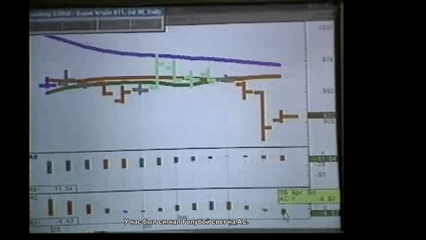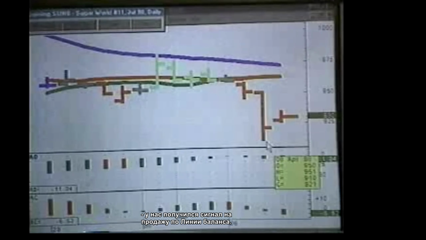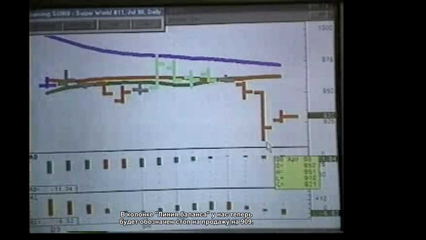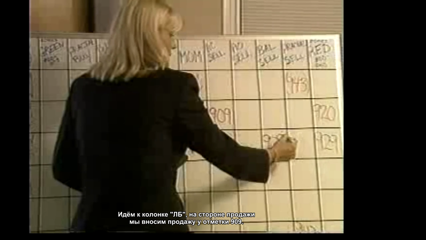Okay, we don't have an AO sell. We said we had an AC blue light special. What about a balance line? Base -1. We have a balance line sell. So the low of that bar was 910. So now for the balance line column, we're going to have a sell in at 909. Okay, so we're coming to the balance line column, sell side. We're going to place our balance line sell in at 909.